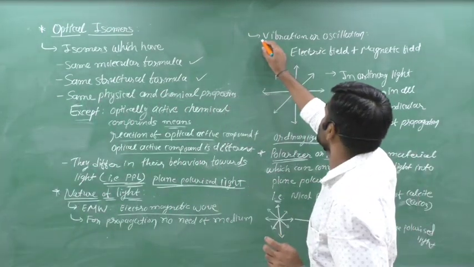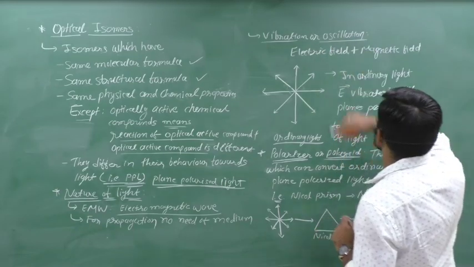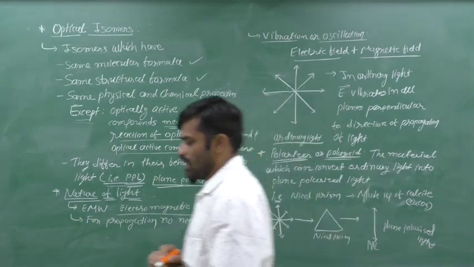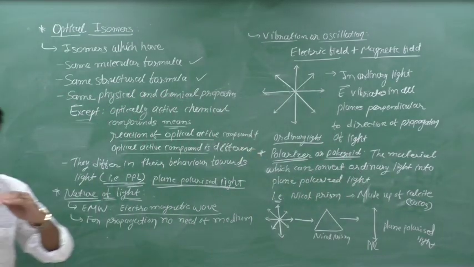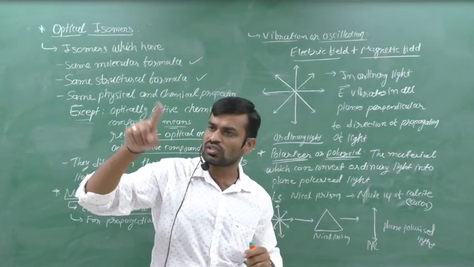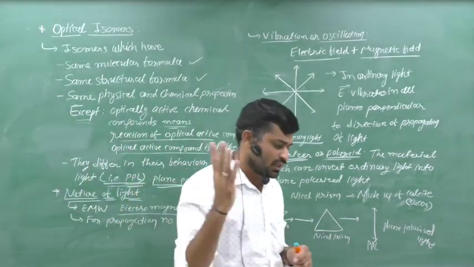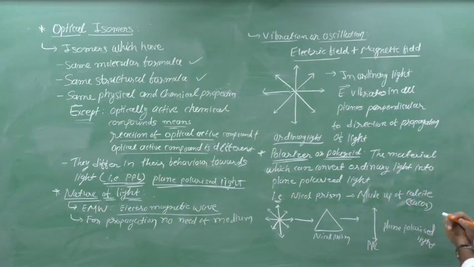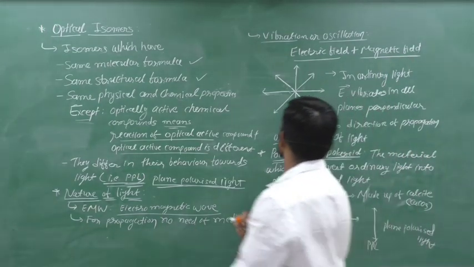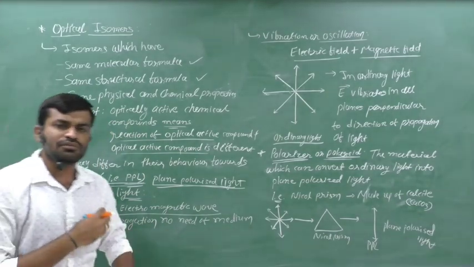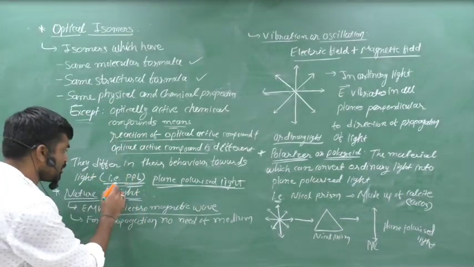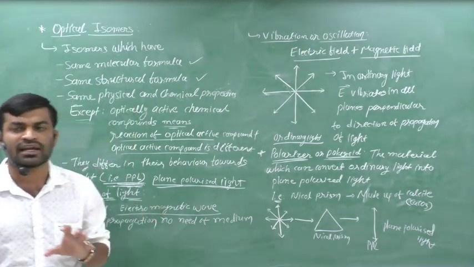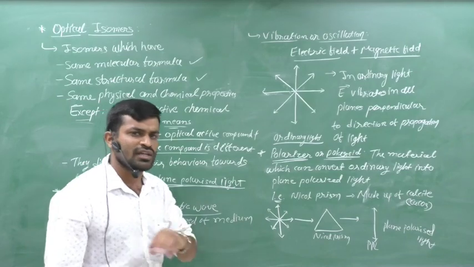The third point is that the vibrations or oscillations are in the electric field and magnetic field. In the oscillation or vibrations of light, there are two fields: the first is the electric field and the second is the magnetic field. If you think about ordinary light, it is not plane polarized. Ordinary light means the light coming from the sun, lamps, tube lights, and so on.